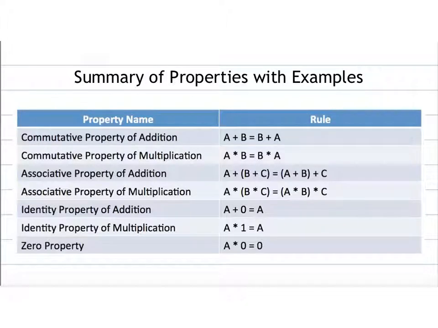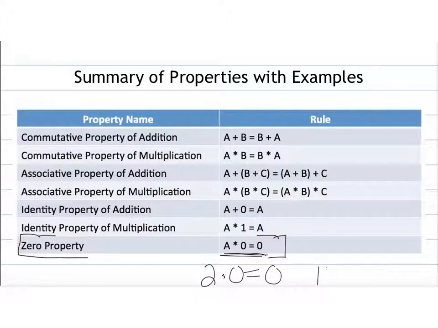All right, here's an overview of the summary of properties with examples. So again, if you didn't write them all down, now's your chance to get them written down with the name, with an example. And here's the 0 property that we didn't get to talk about before. But that just tells us that anything multiplied by 0 is going to equal 0. So add that to your list of properties. 2 times 0 equals 0. 100 times 0 equals 0, which most of us already all know that anything multiplied by 0 is 0 anyways.